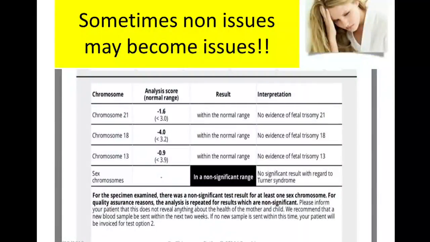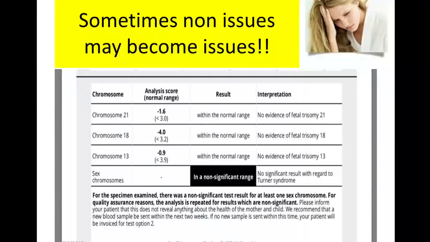Now, sometimes there could be problems, like you could get stuck with non-issues. This was a patient who opted for cell-free fetal DNA primarily because of advanced maternal age and a previous preterm delivery, such that she didn't want any risk of invasive testing in this pregnancy. And surprisingly, her result came normal for fetal trisomy 21, 13 and 18, but for sex chromosomes, the report said the fetal DNA is in a non-significant range.